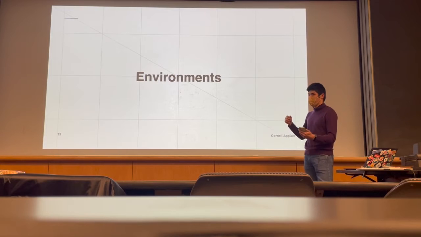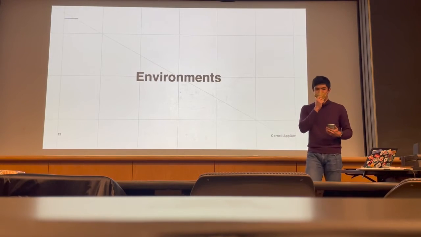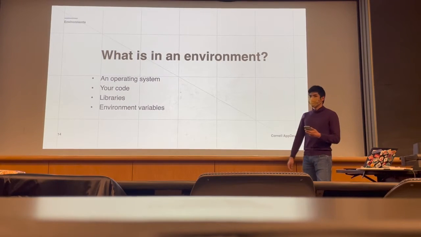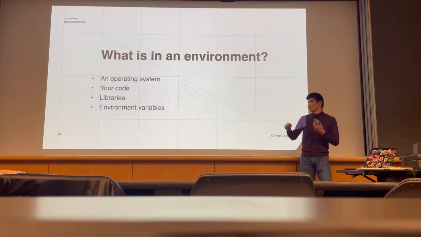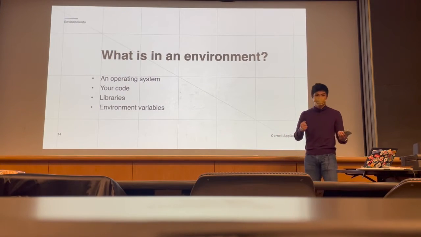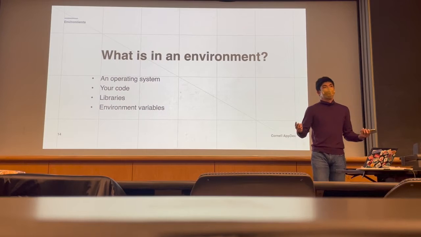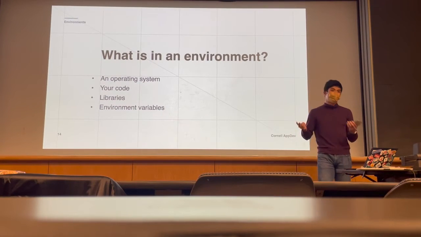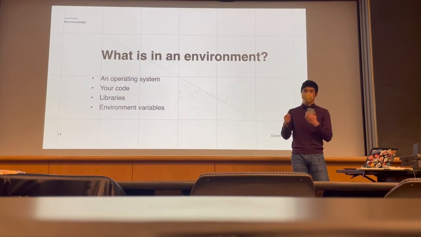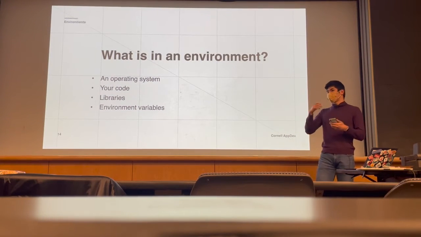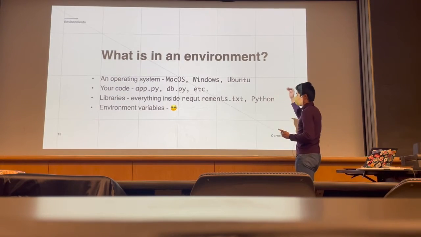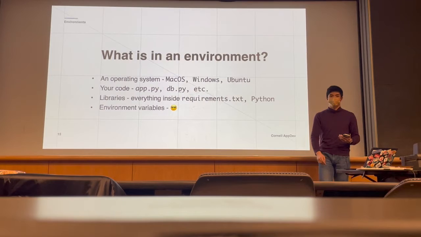So again, environments. We have the prod environment and we have the dev environment. What is even in an environment in the first place? So let's talk about it. There's four things in an environment, right? There's an operating system, right? A lot of you have Macs, a lot of you have Windows. That's one of the things. The second thing is your code, right? So in this class's context, it was app.py and db.py. We have our libraries, so this is everything listed in requirements.txt. And then we have these things called environment variables. So again, we have our operating systems, our code, our libraries, and environment variables.